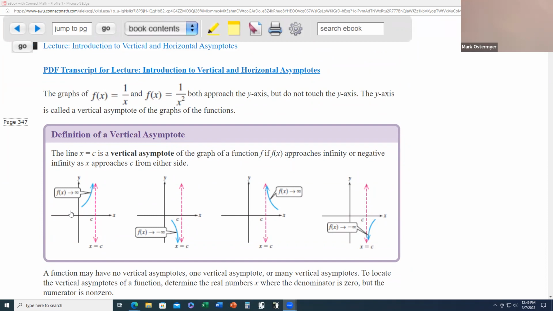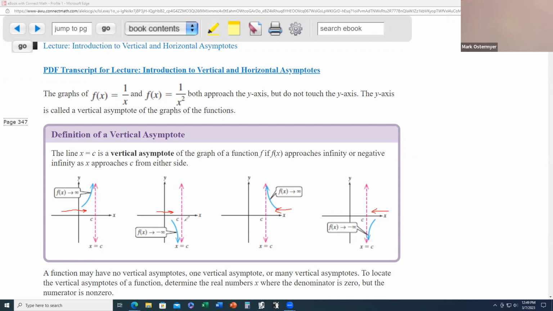In other words, as x approaches that real number c on the x-axis from the left of c, if our function goes up towards positive infinity, or as x approaches c from the left, our graph dives down to negative infinity, or as x approaches c from the right, the graph goes up to positive infinity, or as x approaches c from the right, the graph dives down to negative infinity, we would classify this vertical red dashed line as being a vertical asymptote.